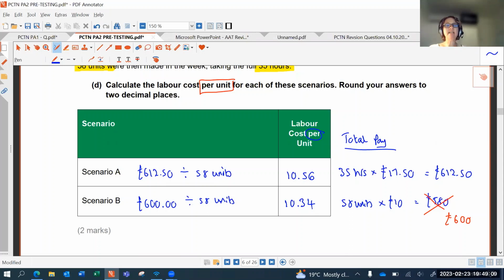So I think that's a really interesting question. A really different way to lay things out, and the fact that it asks for the labour cost per unit is very easy to miss. So when I worked this one out the first time, I just included the total pay, and I read it again and saw it said per unit. So I had to go that one extra step. It just shows the importance of reading the question fully.